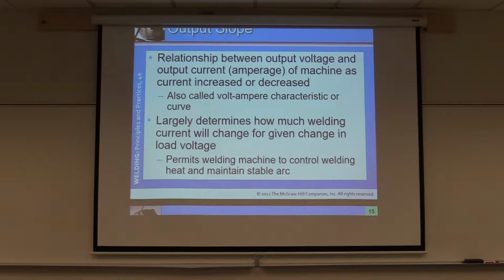Output slope. The output slope is the relationship between output voltage and output current. Let's read it out of the book instead of the PowerPoint. Sometimes called the volt-ampere characteristic or curve, it is the relationship between the output voltage and the output current, amperage, of the machine as the current or welding workload is increased or decreased. All right?